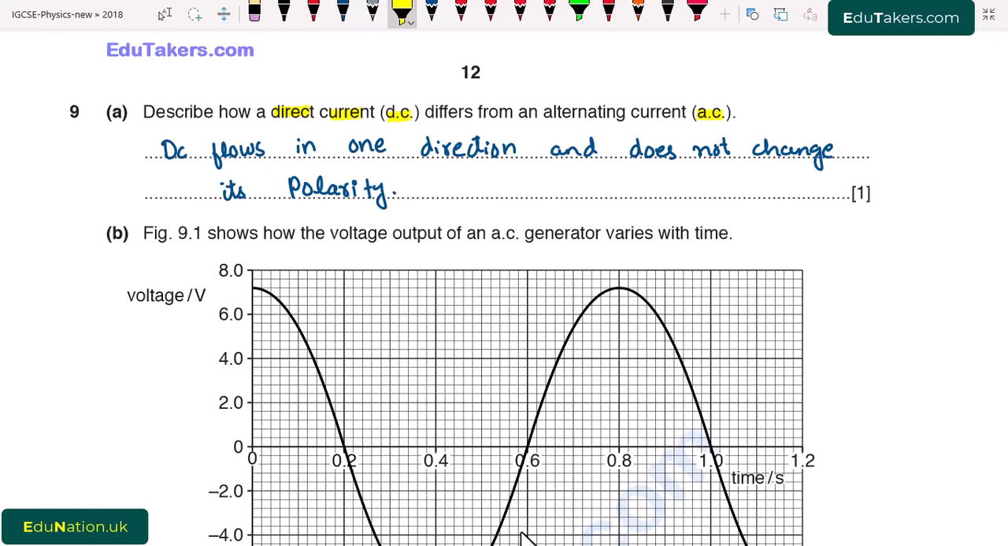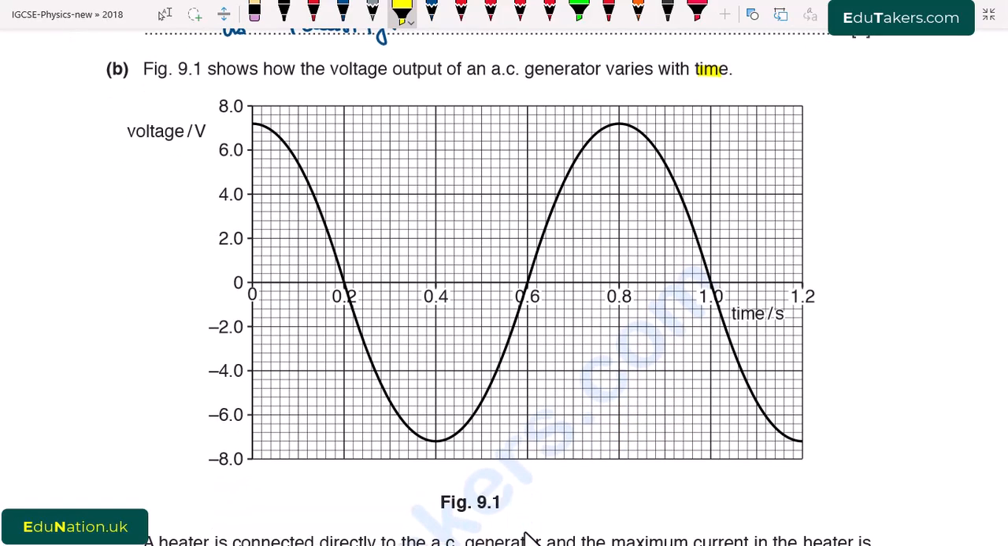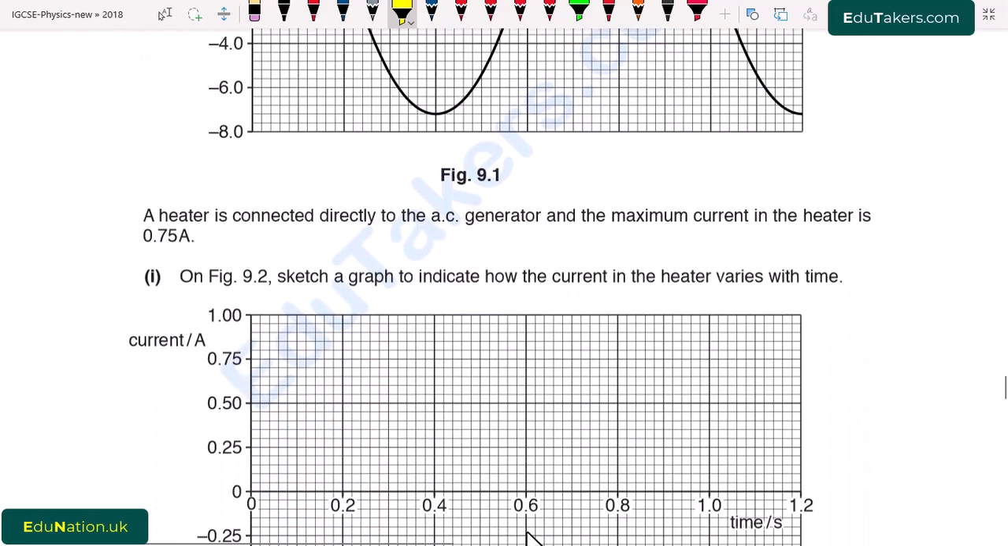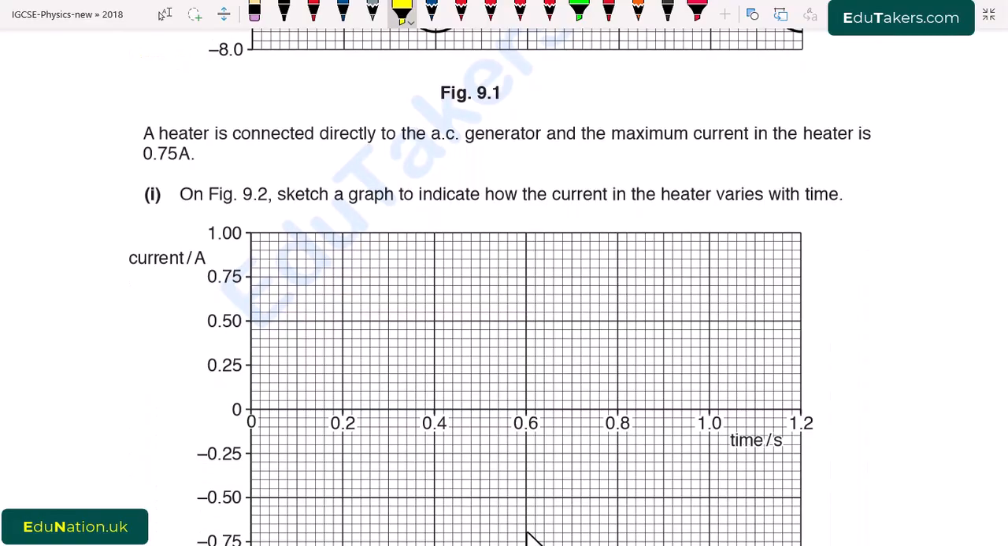Part B. Figure 9.1 shows how the voltage output of an alternating current generator varies with time. So here is figure 9.1, and we can say that voltage is taken along the y-axis. It's the voltage output of an alternating current generator and it is sinusoidally varying. A heater is connected directly to the AC generator and the maximum current in the heater is 0.75 ampere.